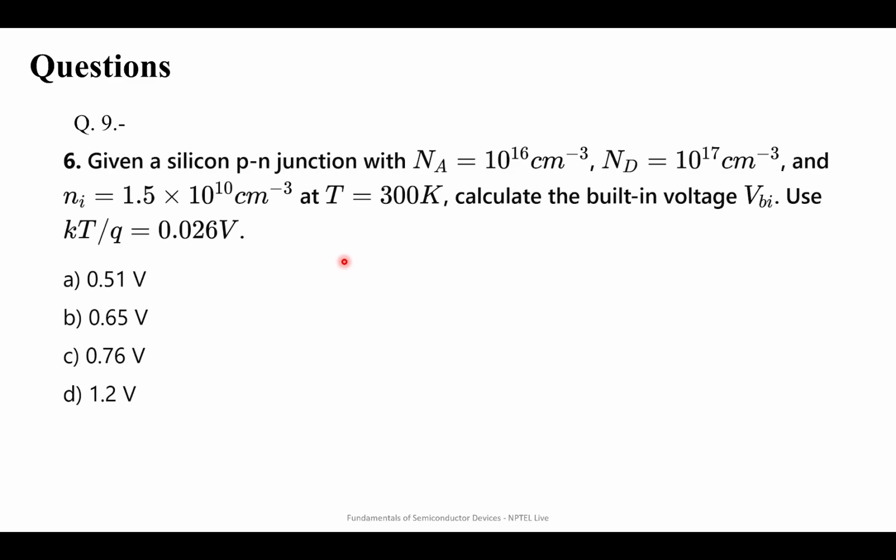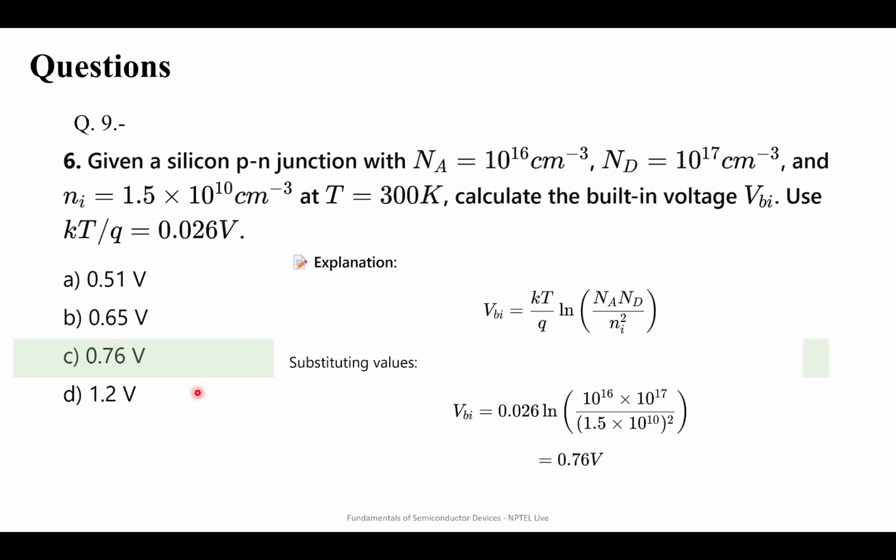So I hope some of you have tried this question. So the answer to this question would be 0.76 volts. So we just saw the formula for built-in potential. So kT by Q, you take it as 0.026. Na, you are given 10 raised by 16. Nd, you are given 10 raised by 17. Ni, you are given 1.5 into 10 raised by 10. You put all these values here. You take the log. You multiply with this. You will get the answer 0.76 volts.